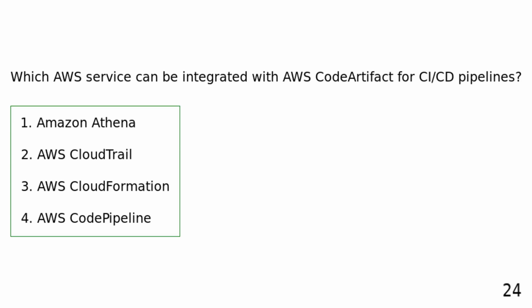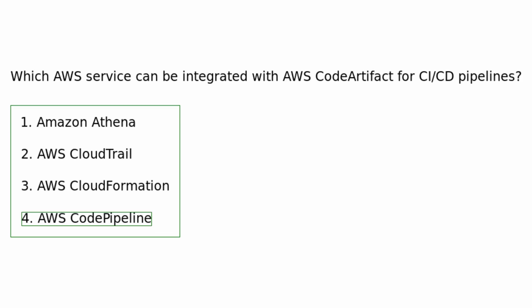Which AWS service can be integrated with AWS CodeArtifact for CI/CD pipelines? Amazon Athena. AWS CloudTrail. AWS CloudFormation. AWS CodePipeline. AWS CodePipeline can be integrated with AWS CodeArtifact to automate the release process of software packages in CI/CD pipelines.